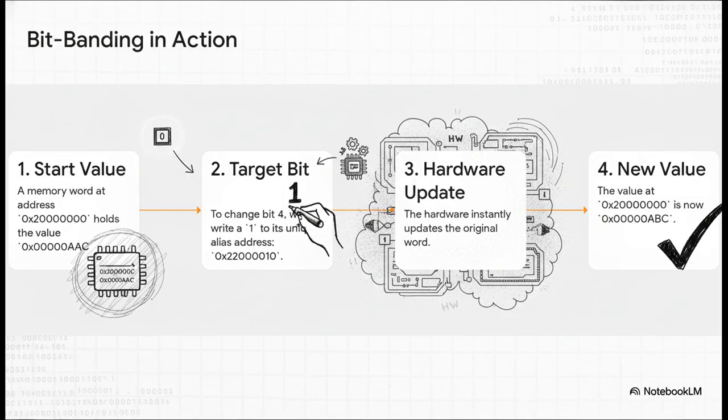Here's exactly how that works. Let's say we have some data in memory, and we want to change just one little bit from a 0 to a 1. Instead of messing with the original data, we just write a 1 to that bit's special, unique address, its alias. And poof, the hardware instantly and atomically updates the original data for us. It's like having a dedicated hardware switch for every single bit. It makes controlling hardware super simple and incredibly safe.